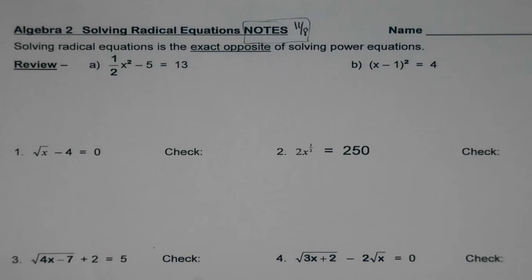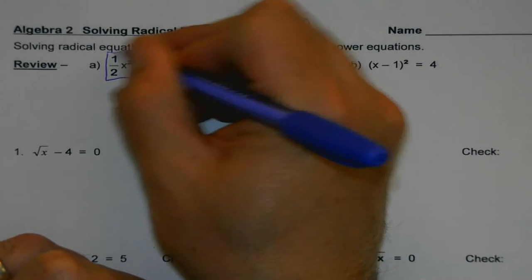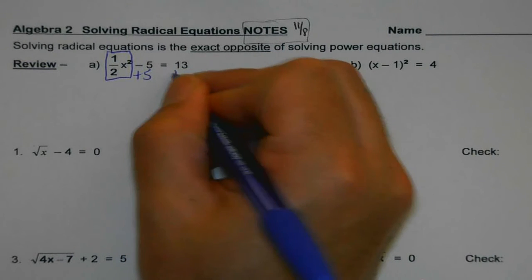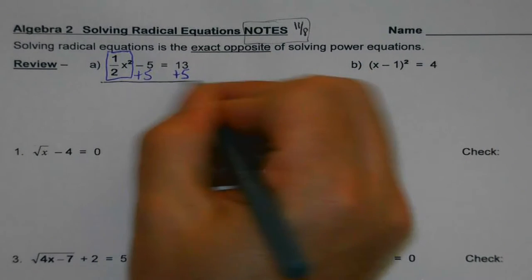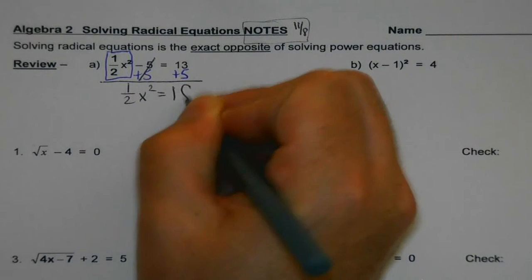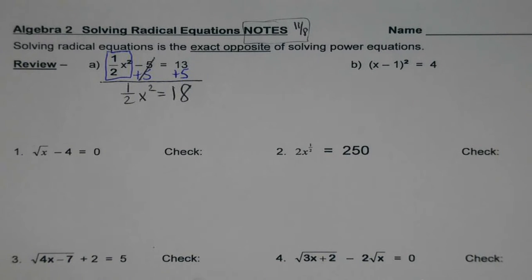When we're solving radical equations, it's important to understand something that we've already done when we were solving quadratic equations, or power equations sometimes, or what we call them. The idea is still going to be the same. I still want to isolate my squared term. So in this case, when I go ahead and add that 5 to get it out of there, now at least my squared term is on a side by itself, but I still need to get it alone.